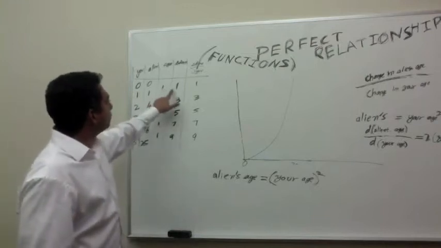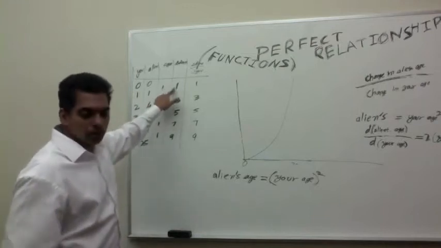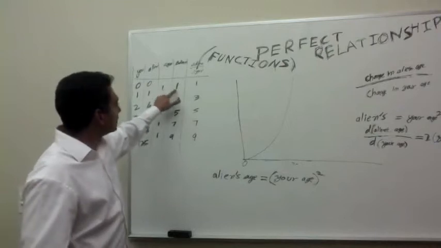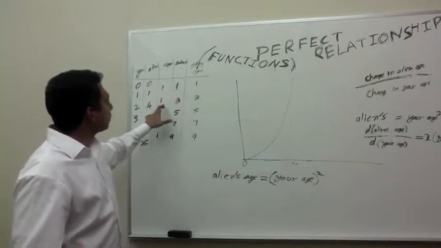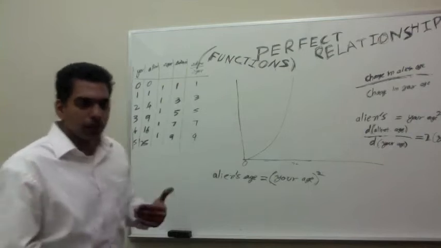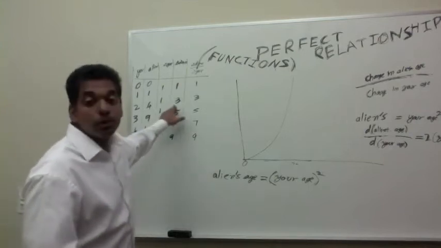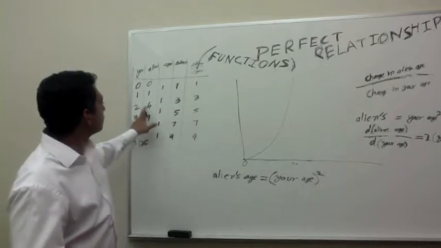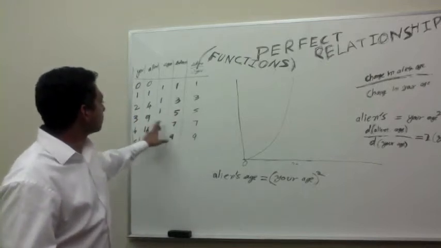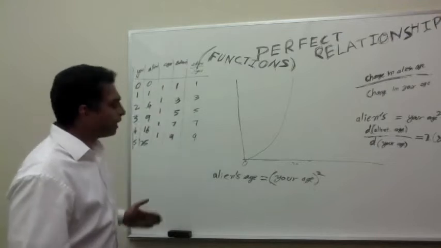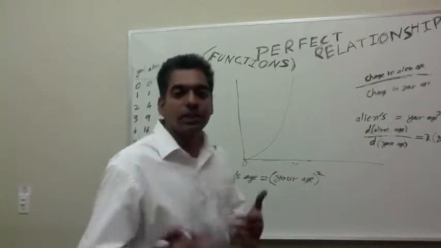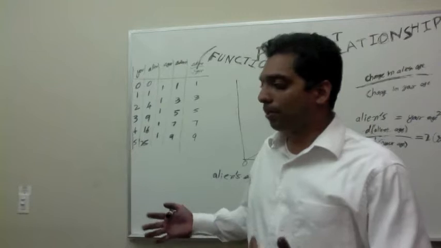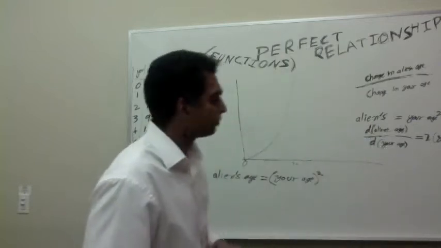When you age by 1 year, the alien ages by 1 year. When you're 2 years old, you age by 1 more year, the alien ages by 3 more years. And then the alien ages by 5 more years. How do I do that? 9 minus 4 is 5. 16 minus 9 is 7. So you'll see that the alien will age by 1, 3, 5, 7, 9, 11, 13, and so on. So that's how the alien is aging.